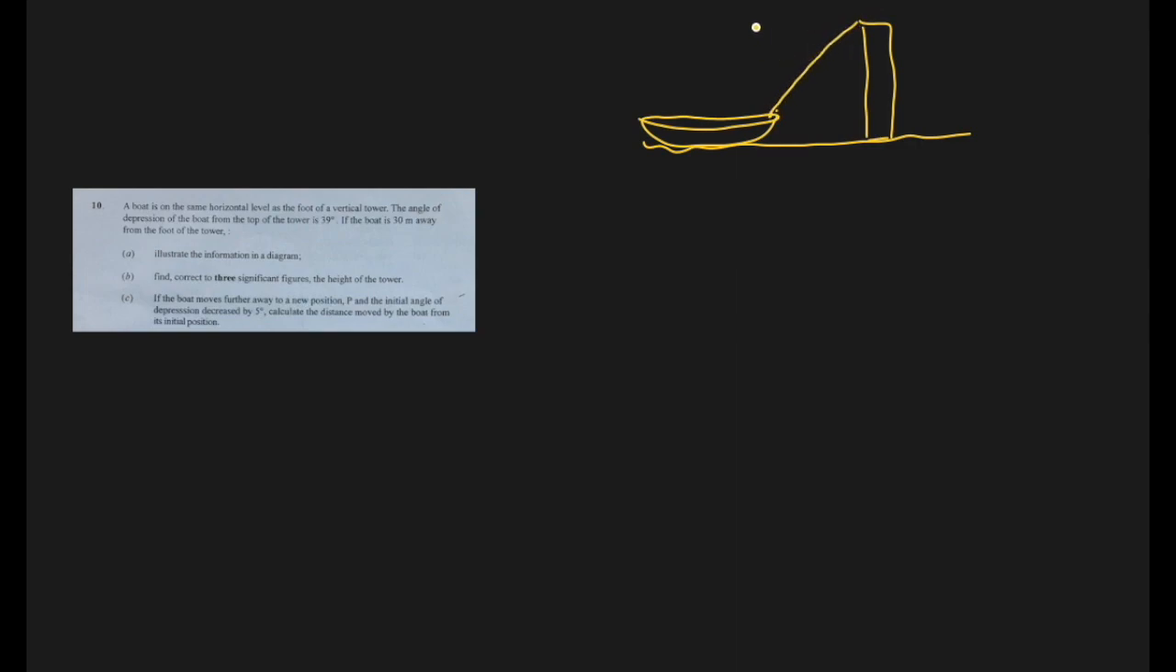The angle of depression is the imaginary line connecting the two places. That line making an angle with the horizontal plane, how much angle it makes is called the angle of depression. That is 39 degrees here. If the boat is 30 meters away from the foot of the tower, this is 30 meters. Illustrate the information on a diagram, and I've done that already.